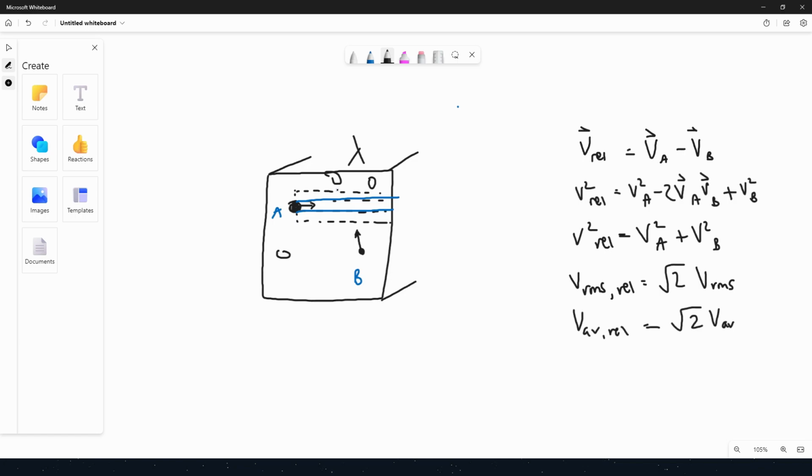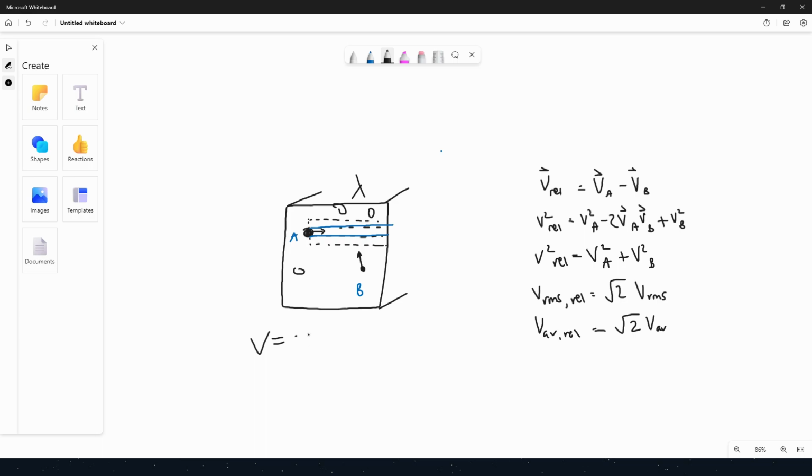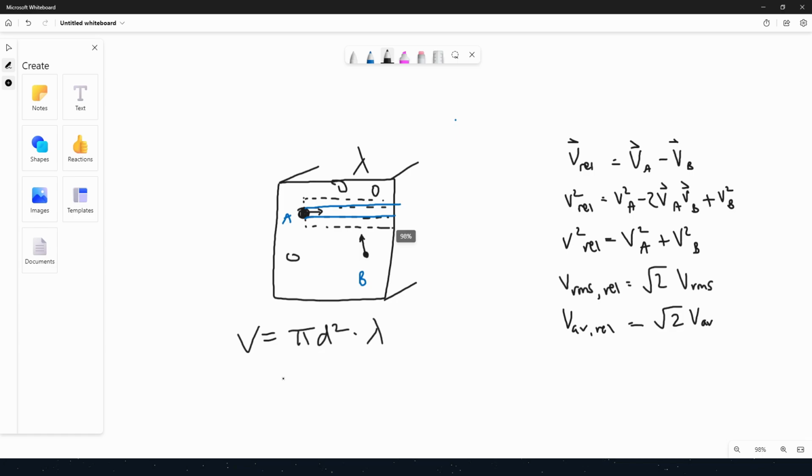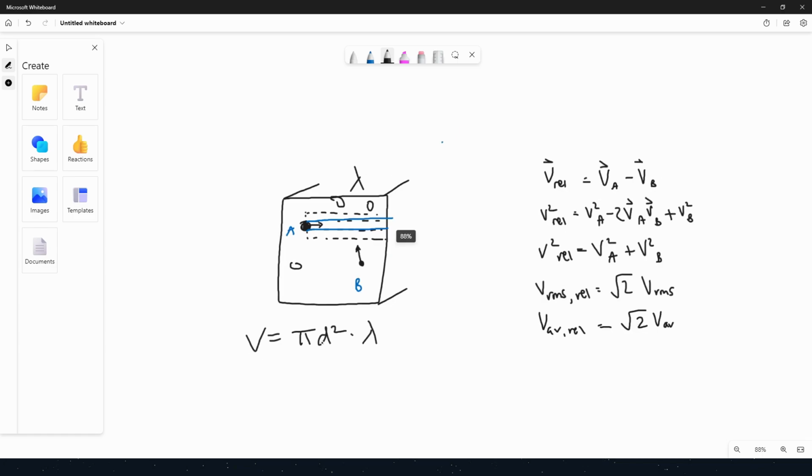However, for a collision to happen, it would only need to be on the edge of it, which is why we need to add the radius on top of itself. So this would be a radius plus another radius for that to occur, which is why when we say the equation, we say V equals pi d squared multiplied by the distance that it travels, d representing the diameter of the actual atom. And so when we do that, we get V equals pi d squared times lambda.